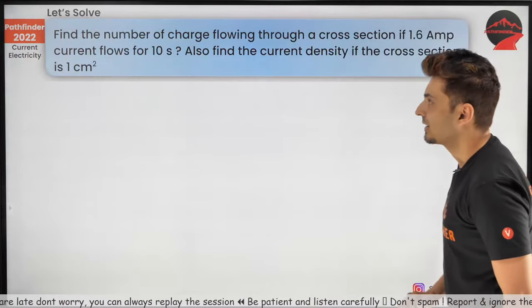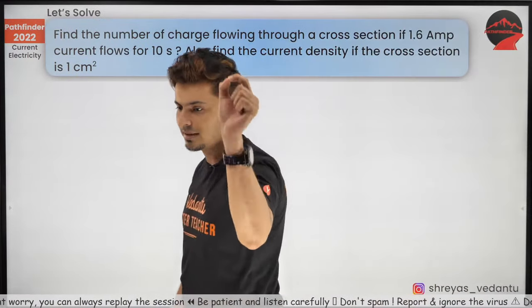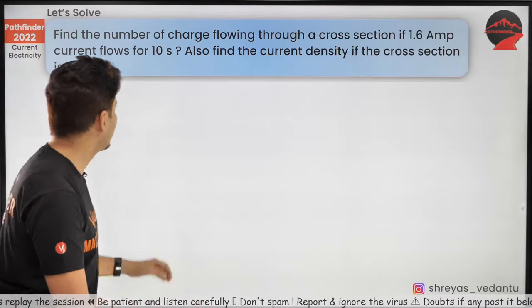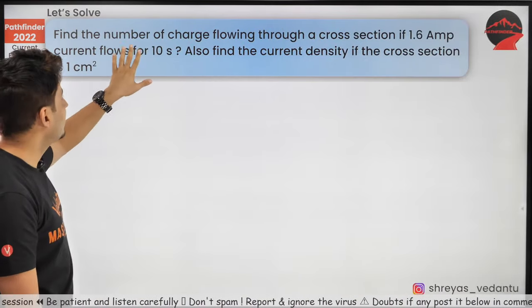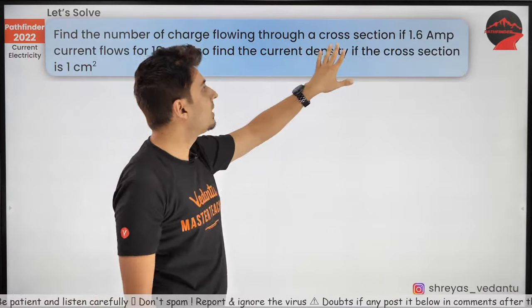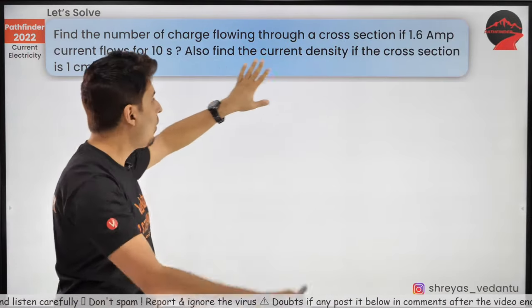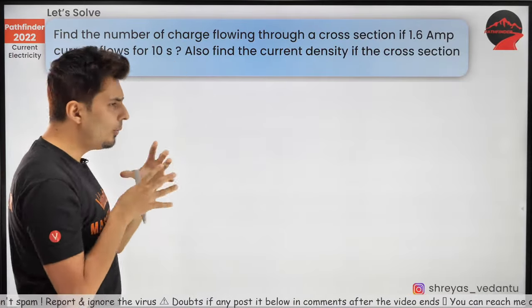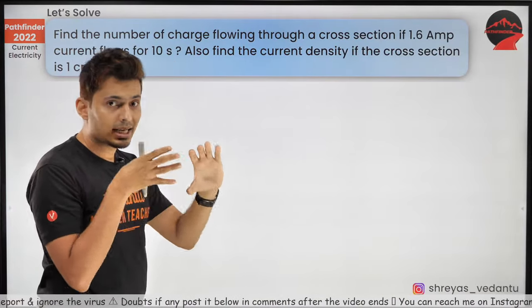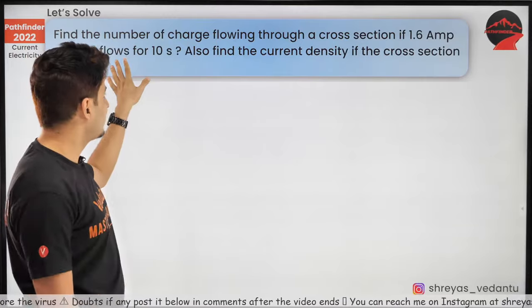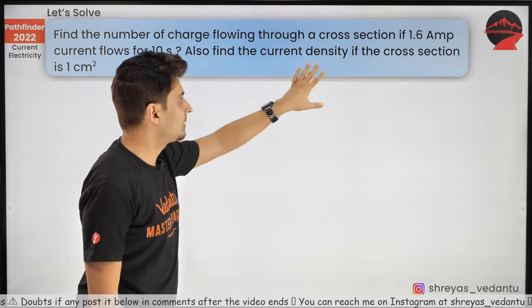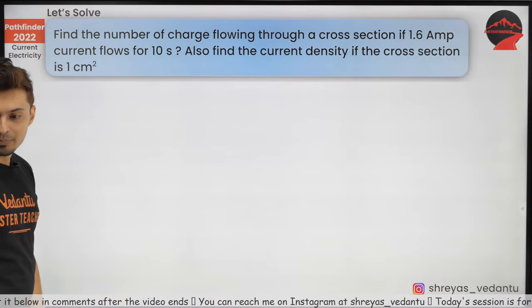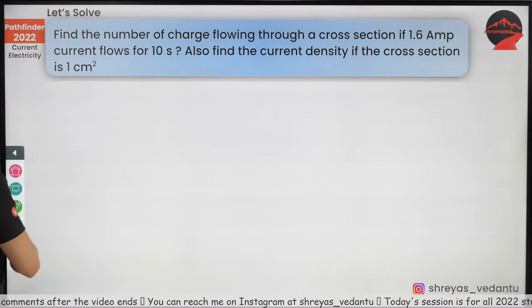So that's what current density is. Let's solve some basic questions so that you get some idea, and then we'll move on to some better questions as well. Find the number of charges flowing through a cross section if 1.6 amperes of current flows for 10 seconds. Also figure out the current density if the cross section is this much. Let's have a look at it.